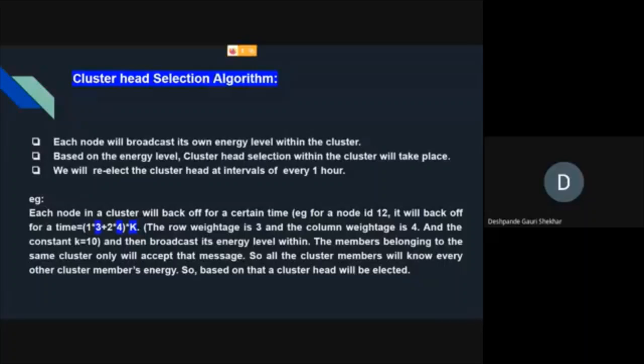After backing off for that many milliseconds, the node will broadcast its energy level within the cluster. Only the members belonging to the same cluster will accept that message. So, all the cluster members will know every other cluster member's energy. Based on whoever has the better energy level, a cluster head will be elected. We will repeat this election of cluster head at an interval of every 1 hour.